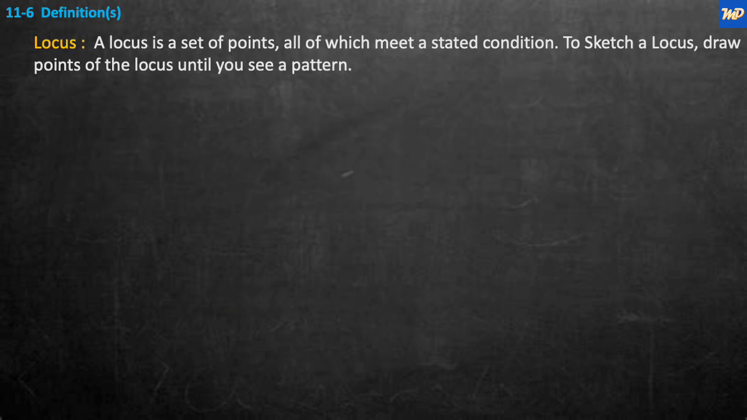Okay, let's start this review with a definition. A locus is a set of points, all of which meet a stated condition. To sketch a locus, draw points of the locus until you see a pattern. We're going to see that done here as we move forward.